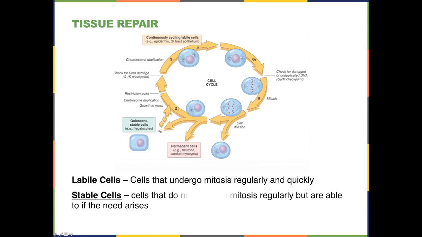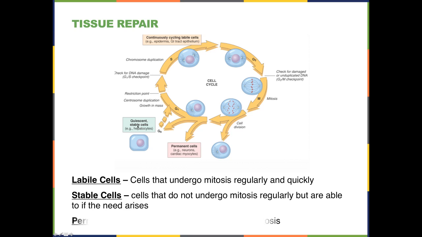The second kind of cell is the stable cell, which is shown here. Now this is like the hepatocyte. Normally the hepatocyte or the stable cell is not undergoing mitosis, but at the site when injury occurs, it can enter the cell cycle and begin to replicate and replace itself.